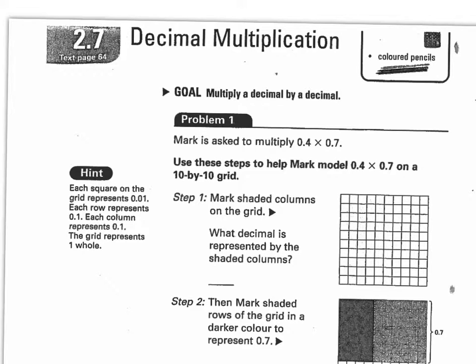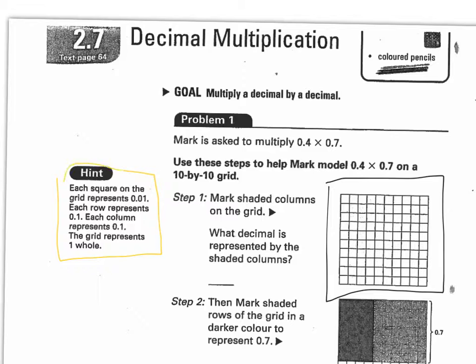In this lesson, we are going to multiply decimal numbers and model it with a grid. Here is our grid. It is a grid made up of 100 squares. Each small square or unit represents decimal 0.01. The whole grid represents one whole, or 100 units.